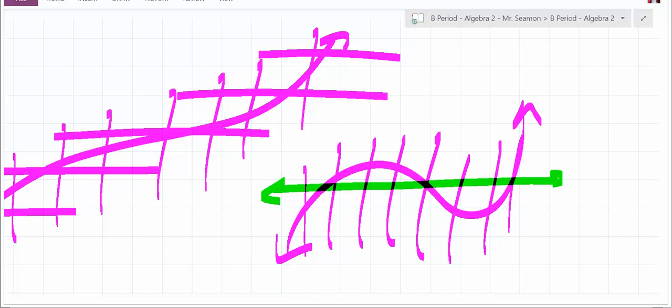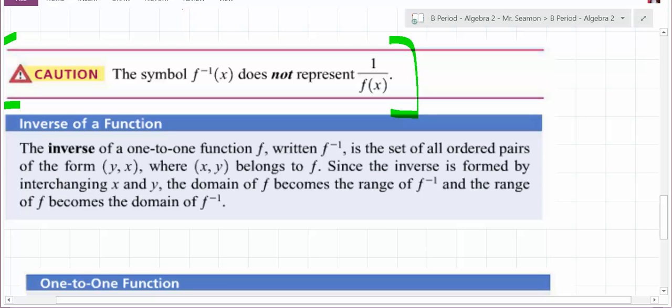Yes, Calvin? What are you going to think of every time you see f to the negative 1? You think of that, but it's not that. It's really important: it's not 1 over. I'm going to show you how to find the inverse. Sometimes the inverse comes out to be 1 over the function, but does it always? No. Always, so look, if (x, y) is in one set, (y, x) is in the other.